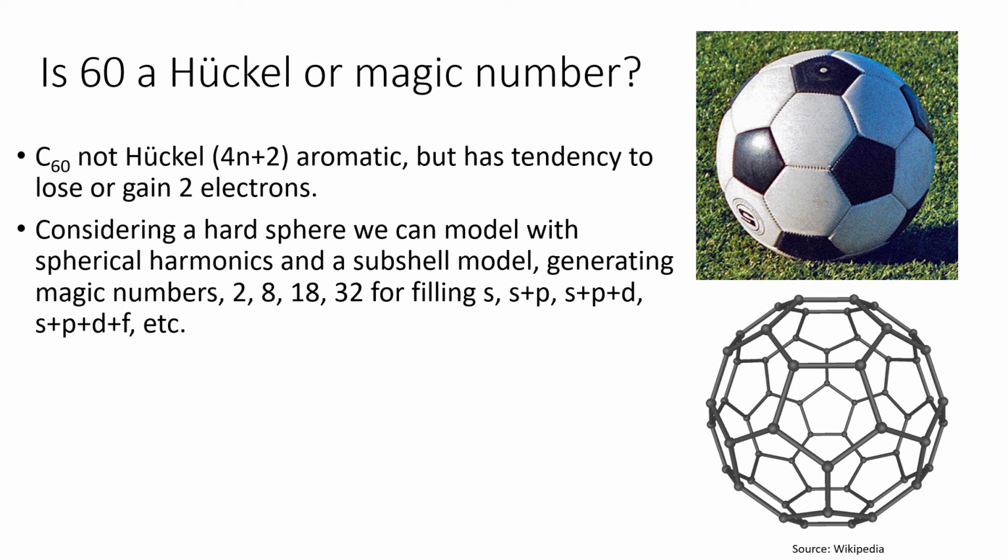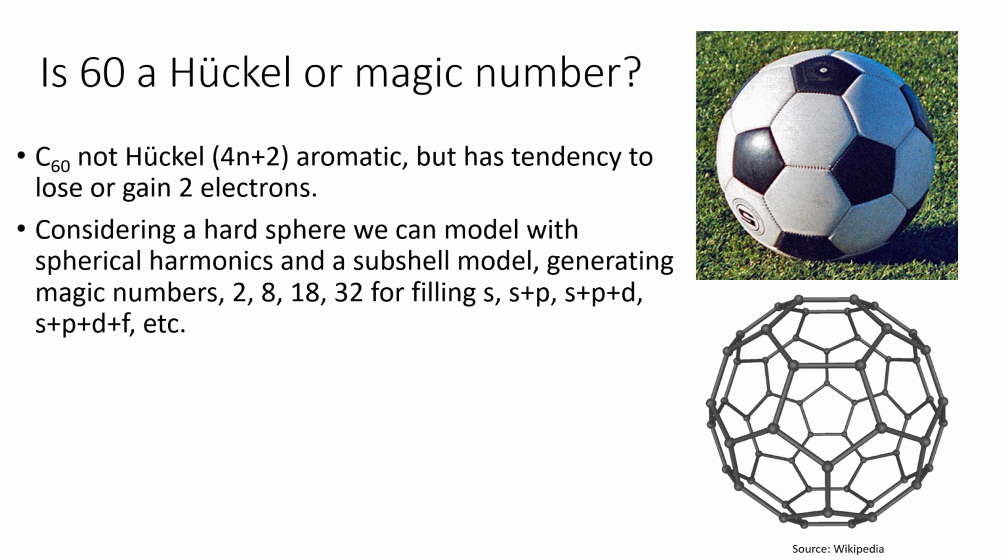So 2 would be the first magic number, filling the S subshell. Then 8 when you filled S plus P. Then 18 when you filled S plus P plus D. And 32 when you filled S plus P plus D plus F. And of course these are the lengths of the periods in the periodic table.